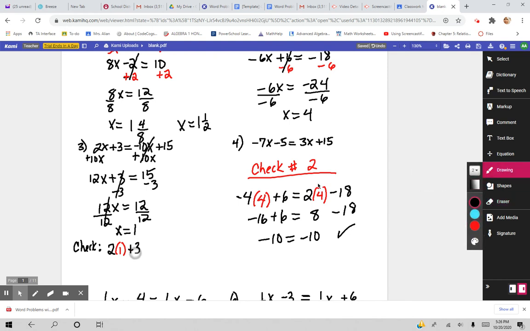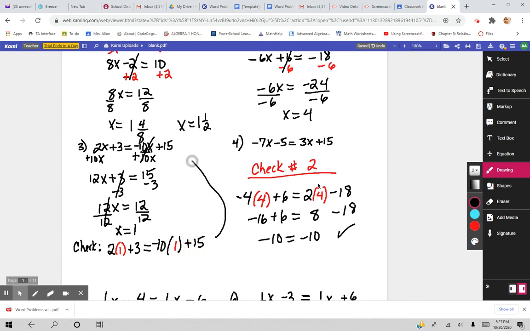Plus 3 equals negative 10x from the top. I'm looking at the original right here. Negative 10x. So that's going to be negative 10 times, and we claim that x is 1. Let's replace x with 1. Plus 15.